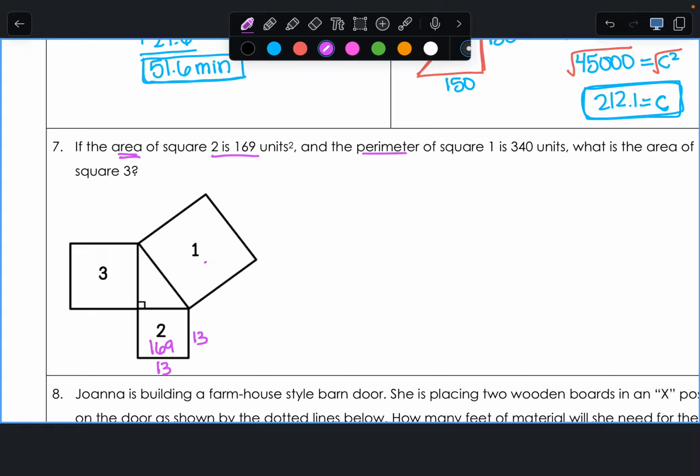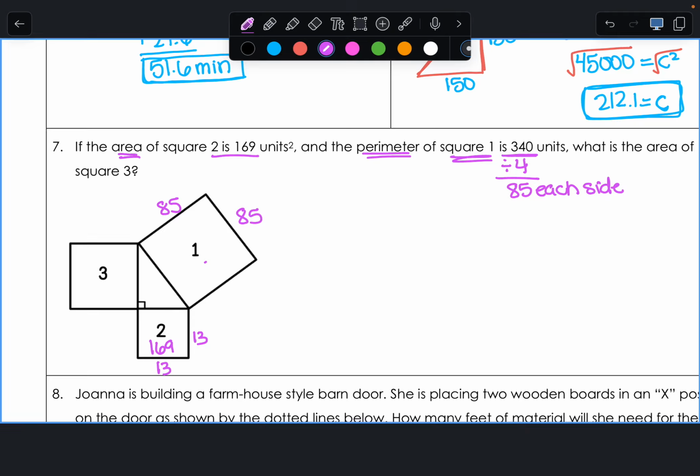The perimeter of square 1 is 340. What do we know about perimeter? Okay, now how many sides does the square have? 4. So how do I find what one side is? Divided by 4. So 340 divided by 4. So each side of the first square, square 1, is 85. 85, 85.